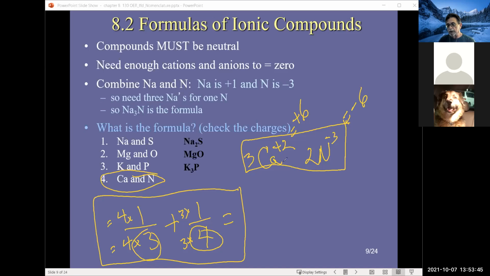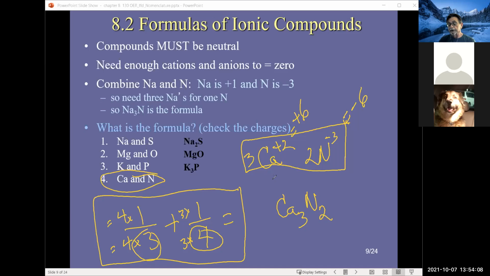And so that number I put in front of the ion becomes the subscript for that ion. So it becomes 3 calcium and 2 nitrides. You see how that worked? I needed a common number.